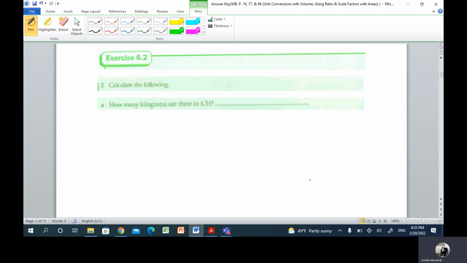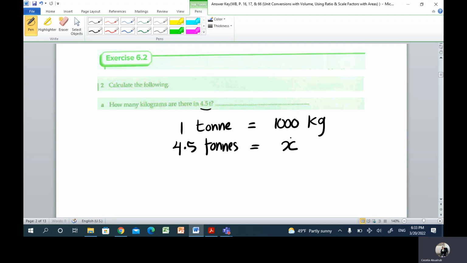Okay, calculate the following. How many kilograms are there in 4.5 tons? So again, we're going to place the fact, which is 1 ton is equal to 1,000 kilogram. What is given in the question? 4.5 tons. So I must place it underneath tons. So 4.5 tons is equal to how many kilograms? This is my unknown.